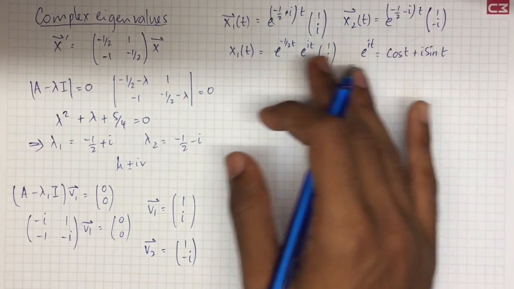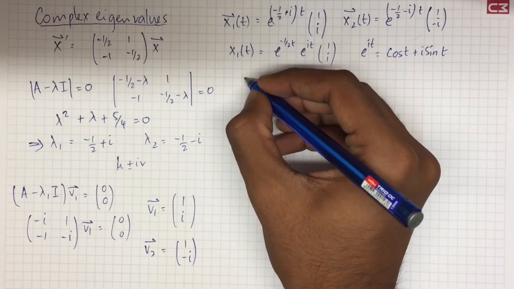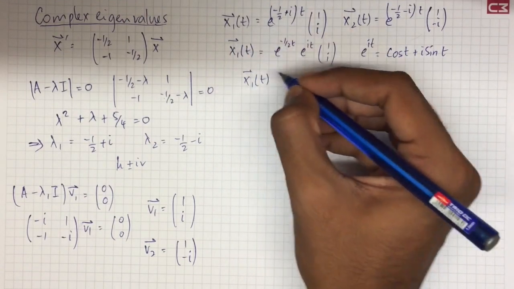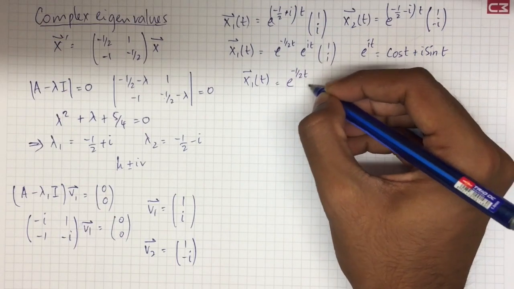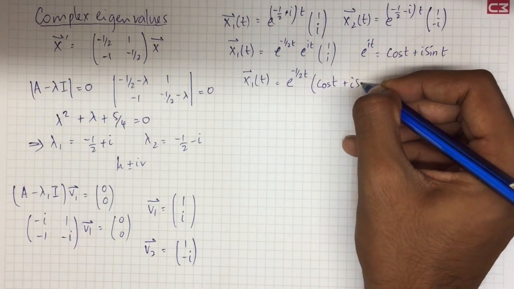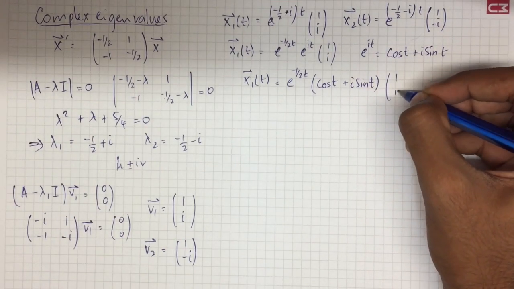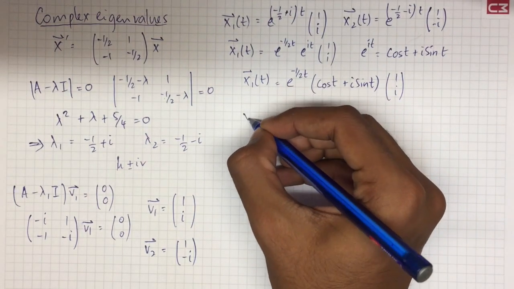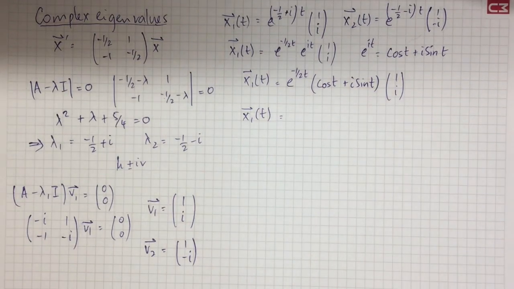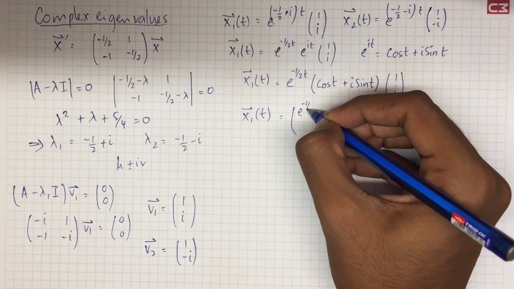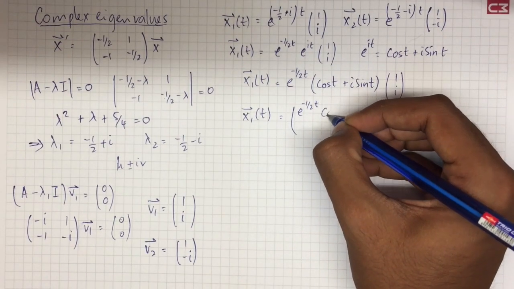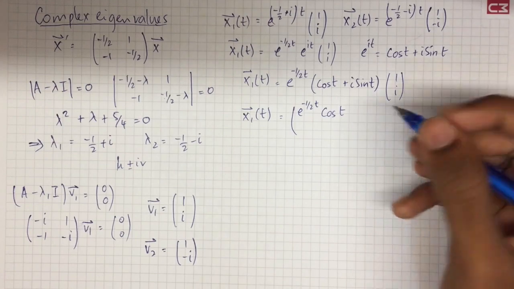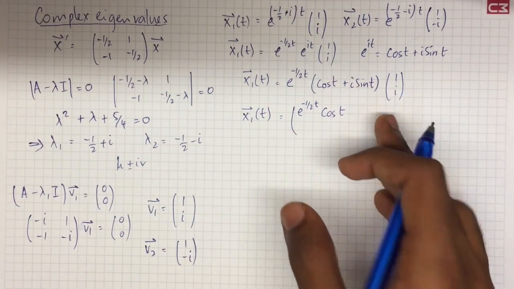I'm going to bring this into our answer. We're going to split it into 2. So my x1 of t vector is going to be e to the minus half t times cosine t plus i times sine of t times the vector 1, i. Now I'm going to split this into 2 parts, bringing all the real components on one side and all the imaginary components on the other side. So that would make it e raised to the power minus half t times cosine t, and at the bottom, my i times i would give me a -1.